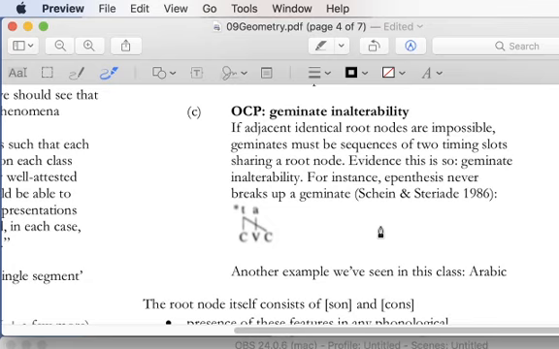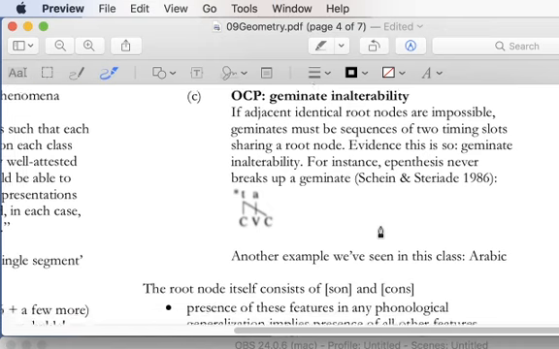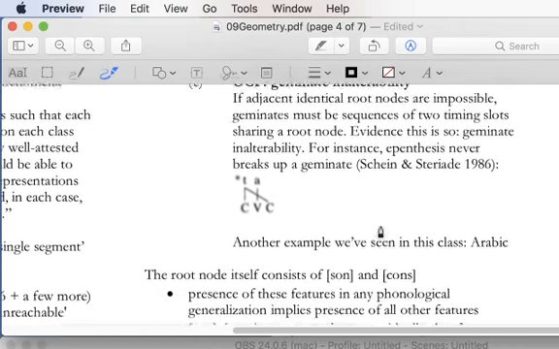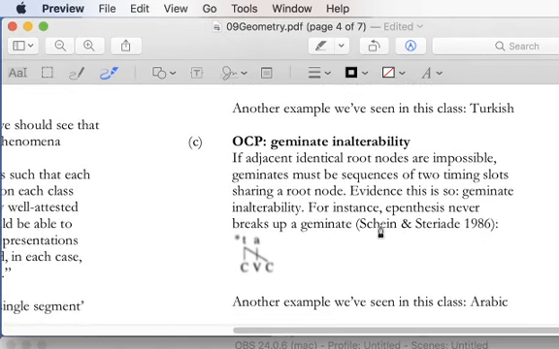The root node exists. How do we know that? Well, we find root node spreading, which is total assimilation. We find root node deletion, which is basically segment deletion, but with compensatory lengthening. And we find OCP effects on entire root nodes, namely geminate inalterability. So that's all three things we mentioned for the root node: spreading, delinking, and OCP effects.